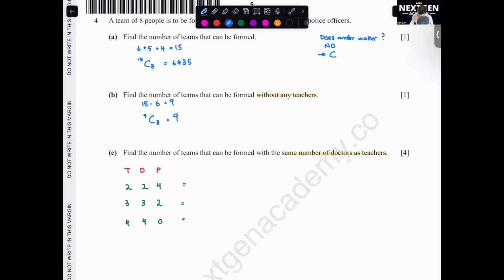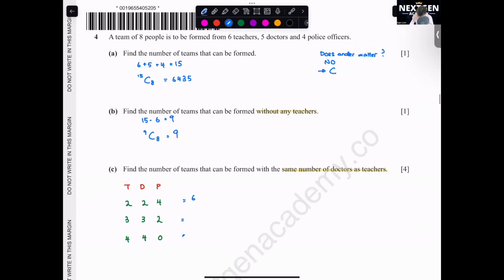So I'm going to do teachers. Originally, I have 6 teachers. So 6C2, then 6C3, here's 6C4. Okay, you multiply. Doctors, I've got 5.